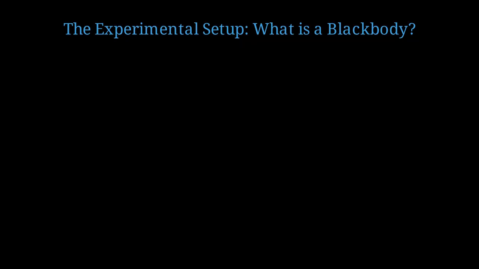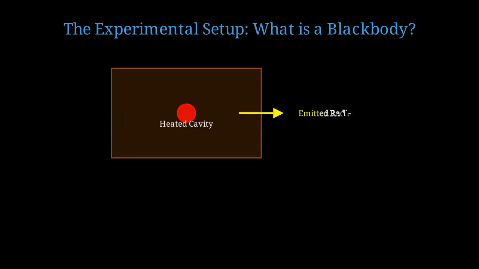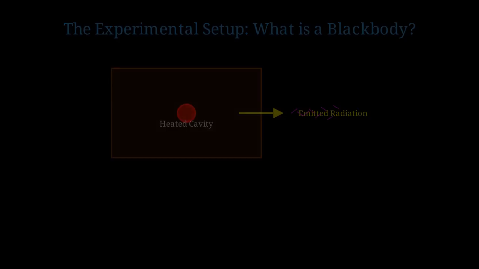A blackbody is an idealized object that absorbs all electromagnetic radiation that hits it and re-emits radiation based solely on its temperature. In practice, we use a heated cavity with a small hole. The cavity absorbs nearly all incoming radiation, and we measure the spectrum of light coming out of the hole.